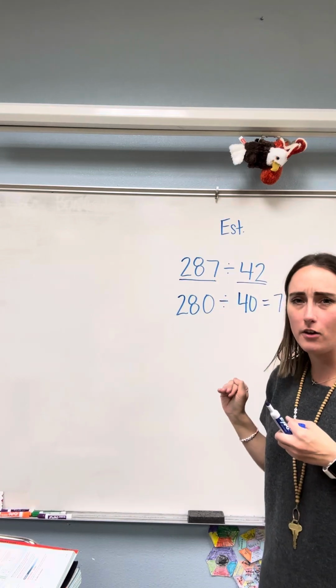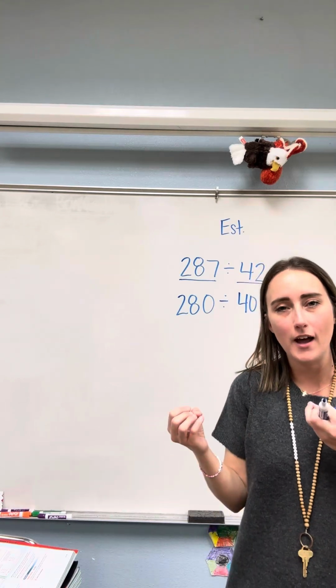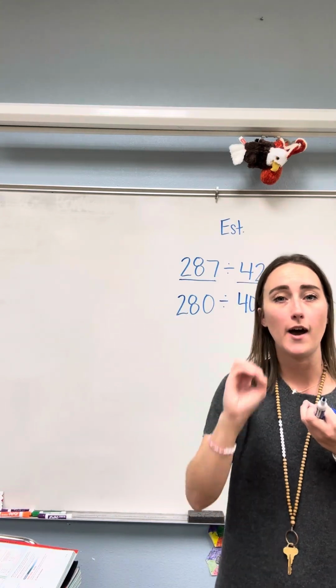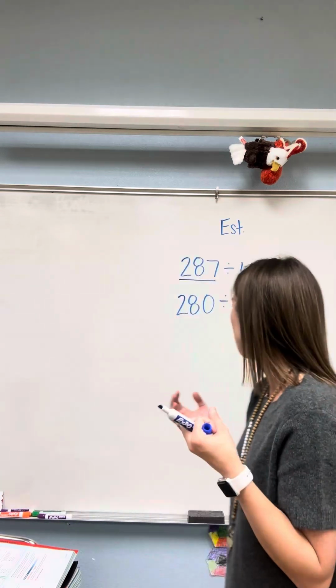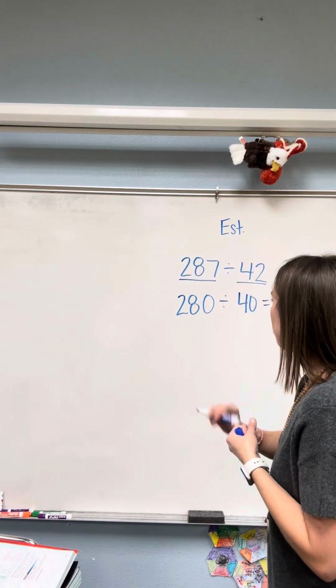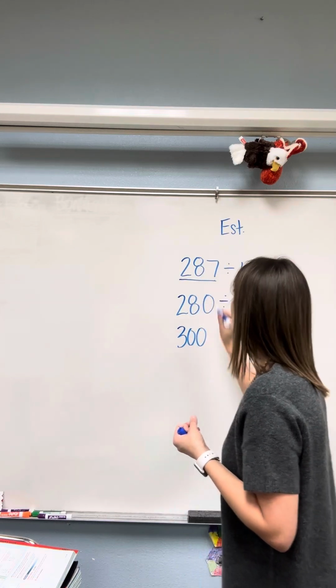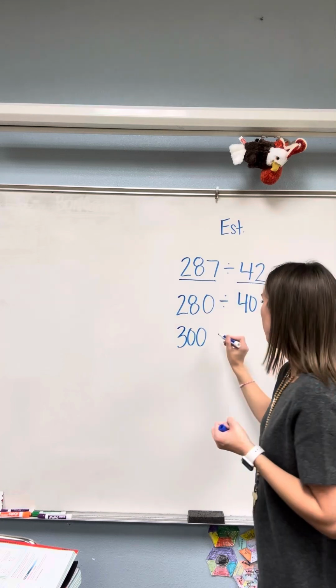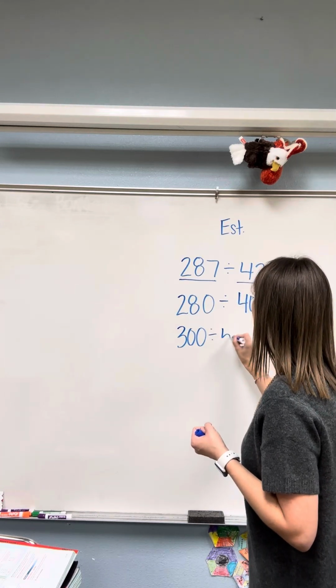Take one of the place values out and add a 0 and see if that helps, because I think sometimes if we just take off that last place value, add a 0, when you're using multiples of 10, it's a little bit easier. Okay, I could also have went up to 300. So 287, that's going to be 300 divided by 42. I could do that to 50.